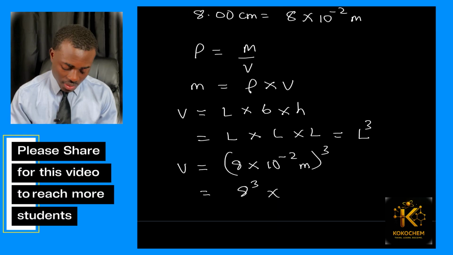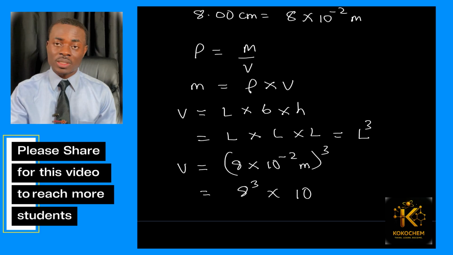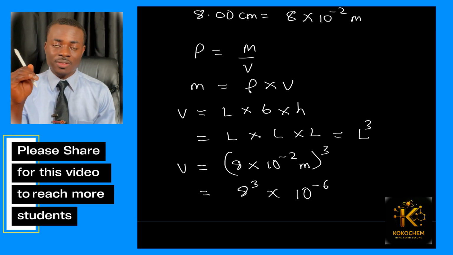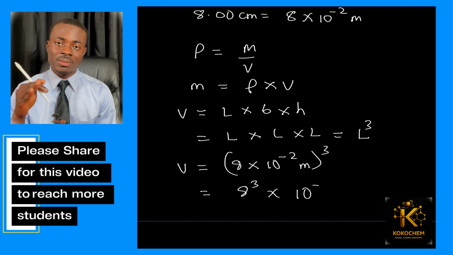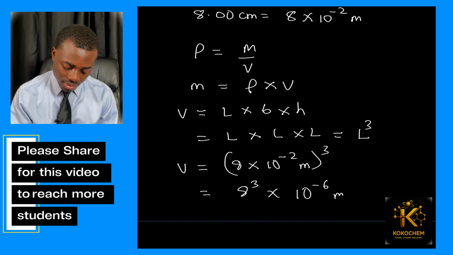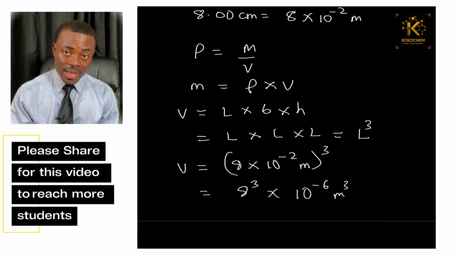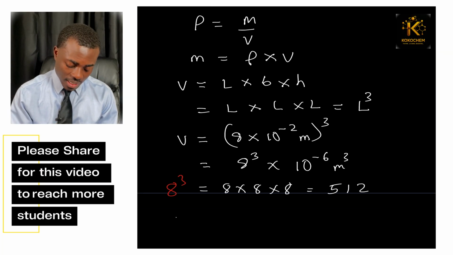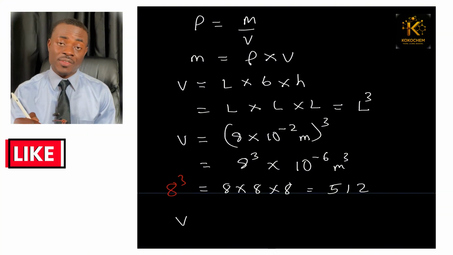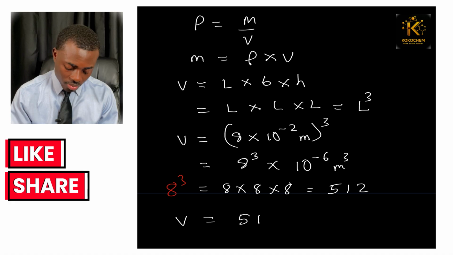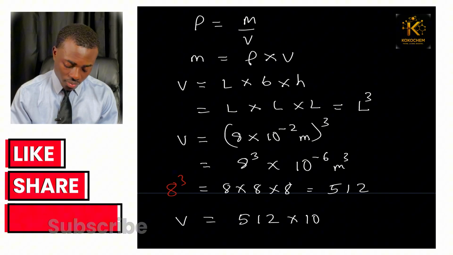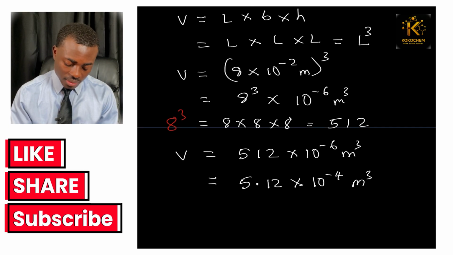Because it's L cubed, this will give us 8 cubed times 10. If you raise a power to a power, you multiply the exponents. So 10 to the power negative 2 raised to the power 3 is 3 times negative 2, which gives you negative 6, so you have negative 6, meter cubed. 8 cubed is the same as 8 times 8 times 8, which gives you 512. So now the volume will be equal to 512 times 10 to the power negative 6 meter cubed, which is the same thing as 5.12 times 10 to the power negative 4 meter cubed.